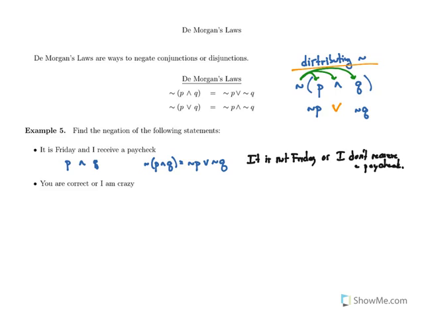All right, let's do it again for an or. We have, you are correct, is a statement. I am crazy is a statement. We are connecting them with an or. So we take the negation of P or Q. We're looking at not P and not Q. Written in a sentence, this would be, you are not correct, and I am not crazy.